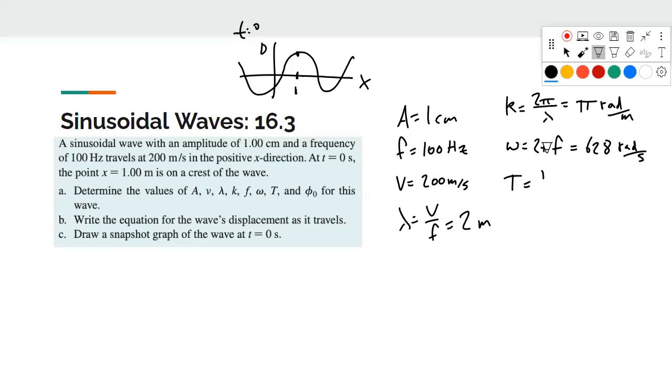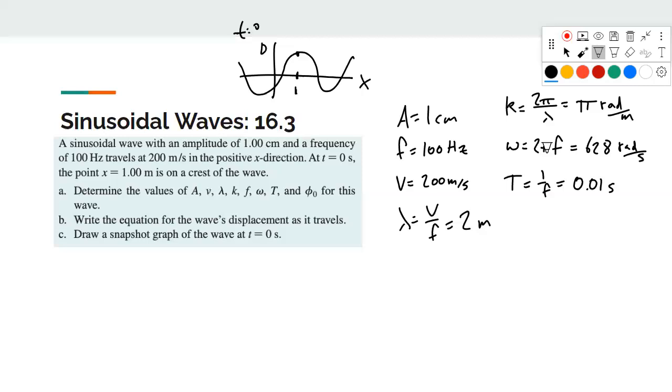And the period is 1 over the frequency. So that's 0.1 seconds. Did I mess that up? Yes, I think I did. Yeah, 0.01. Yes, okay.